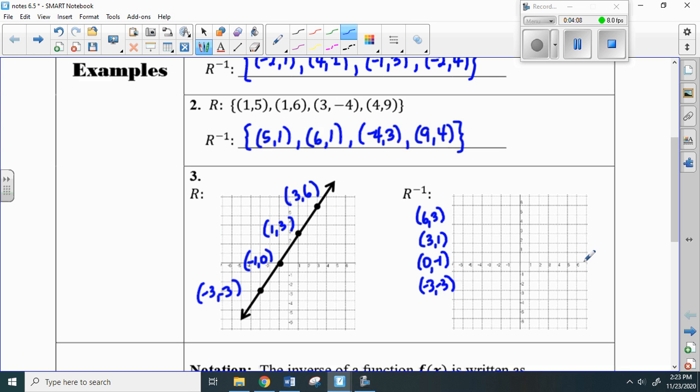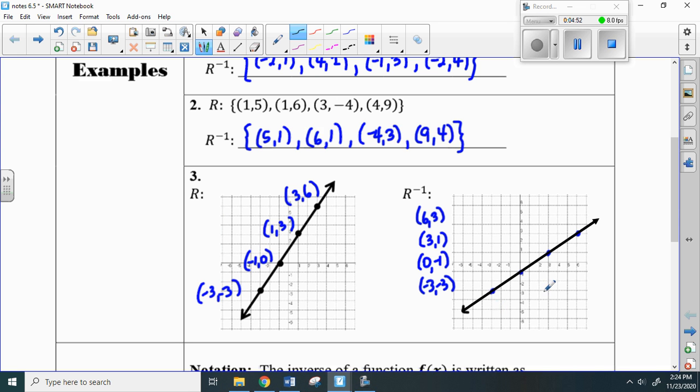Okay, and so I'm just going to plot those 4 new points. One of them happens to be the same. And then I would connect them with what I hope is a straight line. Technically it should have an arrow on both ends. So again, all I've done is find 4 points that I can actually see, and I have switched their x's and y's.